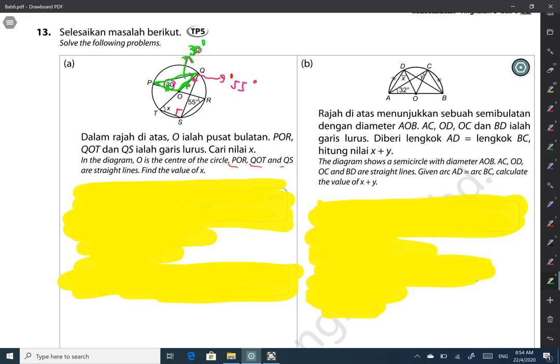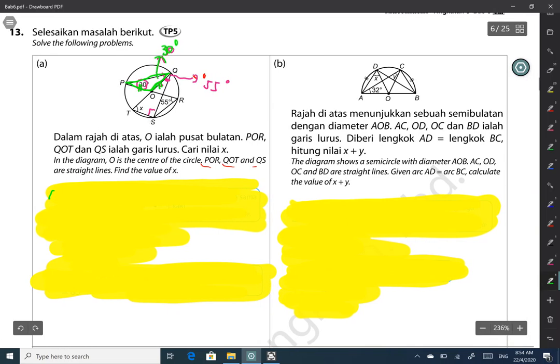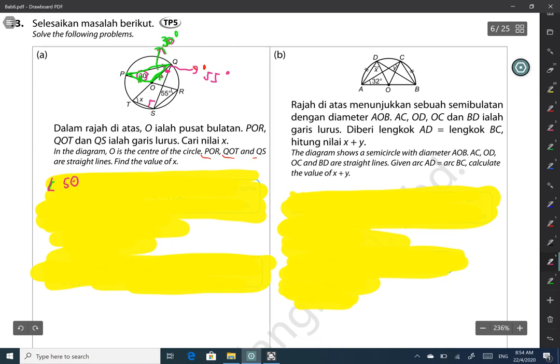So the angle of SQT, the angle of XQT, SQT, this one, XQT is equal to 55 degree minus 30 degree. So I will get 25 degree. So how I get the X? I know this angle already. Okay, I use the triangle.